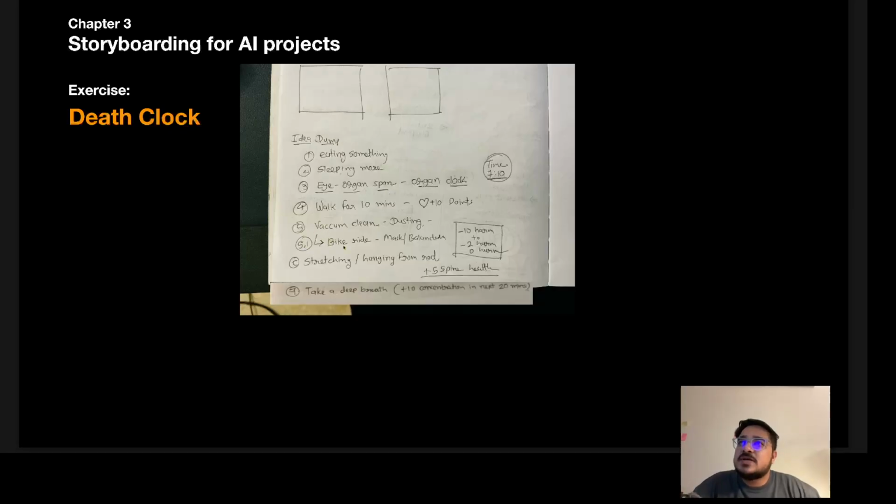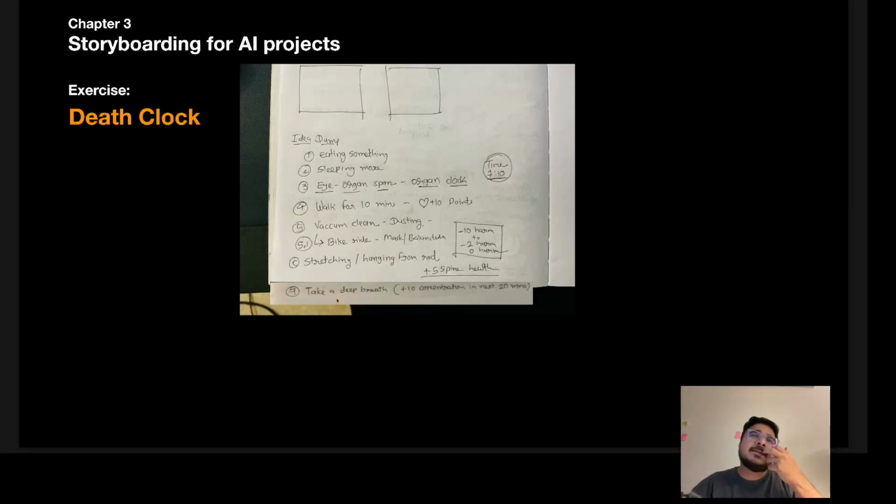So this is how you can do some brainstorming and generate ideas. And stretching and hanging from the rod will improve your spine health. That will also be cool: you give some points to the person if they are doing such unusual activities sometimes. Then if you take a deep breath, you get 10 percent plus concentration in the next 20 minutes.